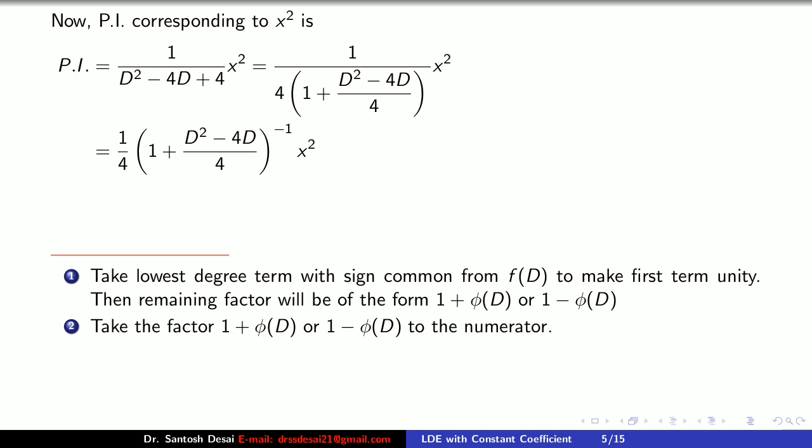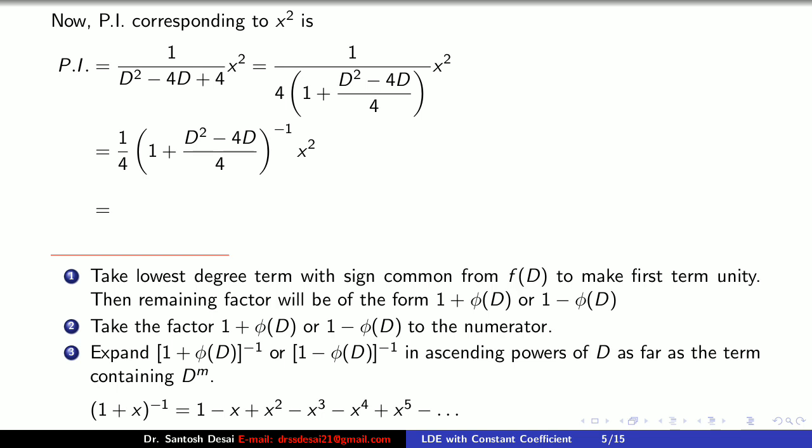into x square. Now in the third step, expand (1 plus phi of D) raised to minus 1 or (1 minus phi of D) raised to minus 1 in ascending powers of D as far as the term containing D raised to m. So instead of this, we expand in another way. Here we observe that the power of x is 2.